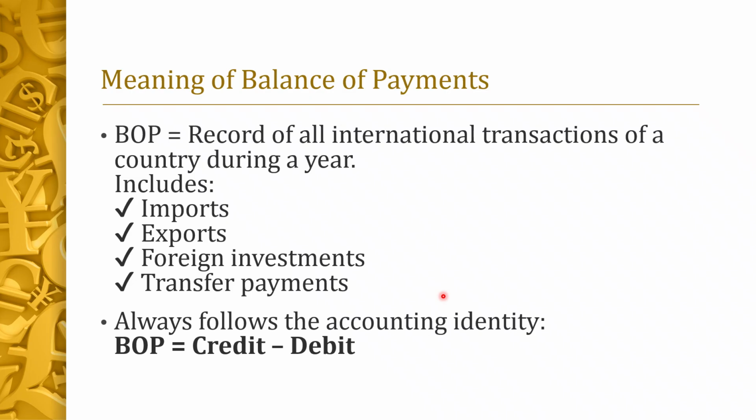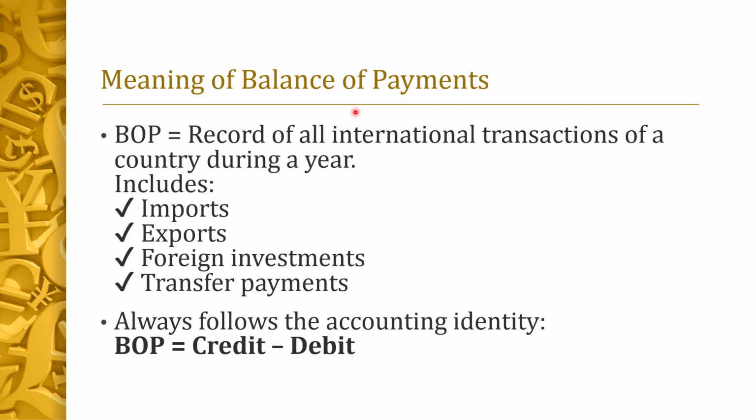Therefore, in simple words, BOP shows how much money is coming into the country and how much money is going out. Every transaction is recorded. Either there is a credit, when money is coming into the country, or there is a debit, when money is going out of the country. For example, India exporting software to the US: money is coming in, so there is a credit. And when India imports crude oil from Saudi Arabia, money is going out. Therefore, we say debit.